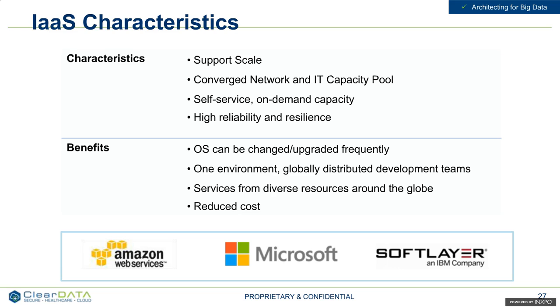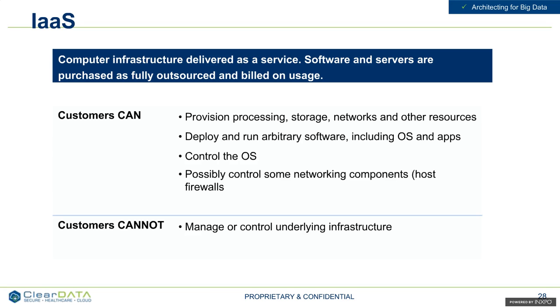Again, the customer in the IaaS model cannot manage or control the underlying physical infrastructure, for example, or the underlying hypervisor layers, but they certainly can provision storage and networks and other resources. They can control the OS, control the networking, etc. So going now to slide 27, deployment models.